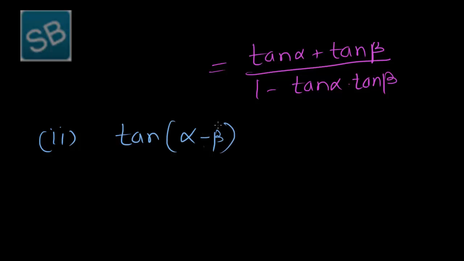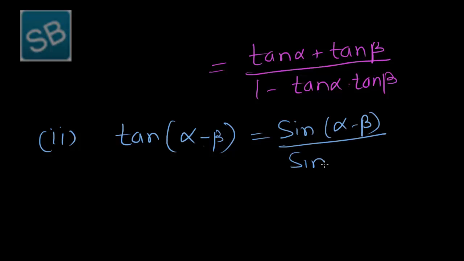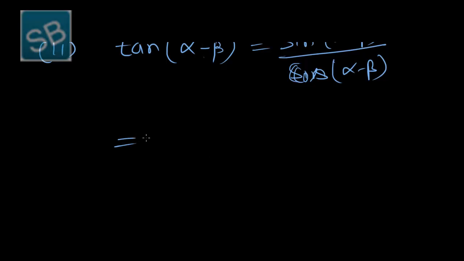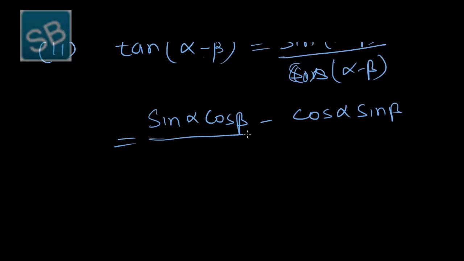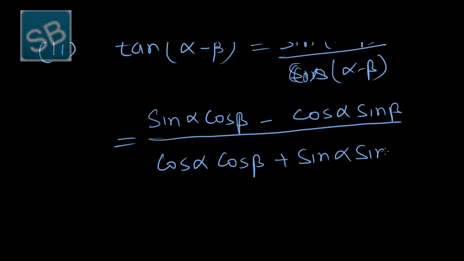So by just changing the sign, alpha minus beta, we get sin(alpha minus beta) over cos(alpha minus beta), as tan is sin over cos. So using the sine subtraction formula, that is (sin alpha cos beta minus cos alpha sin beta) over cos(alpha minus beta), that is cos alpha cos beta plus sin alpha sin beta.